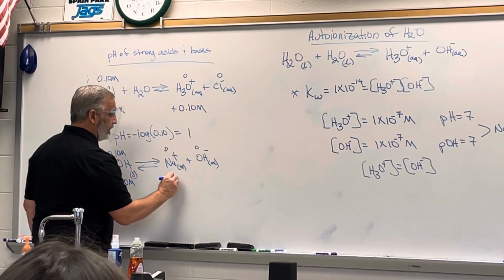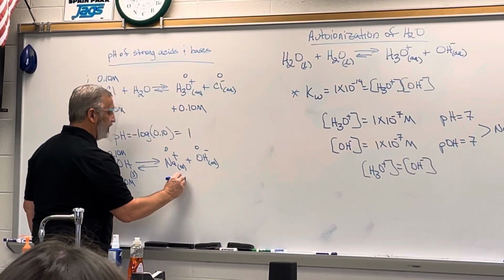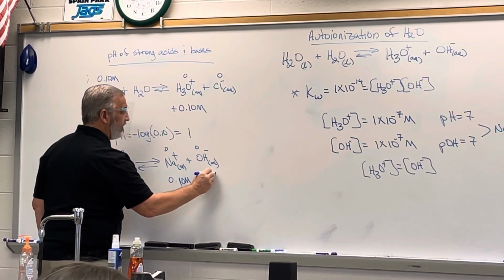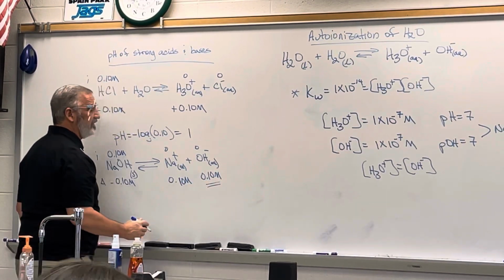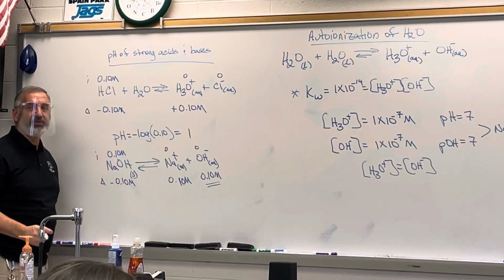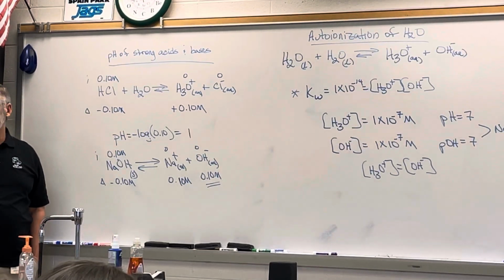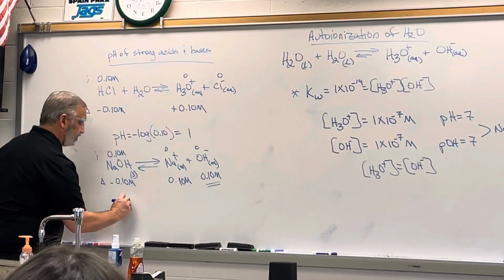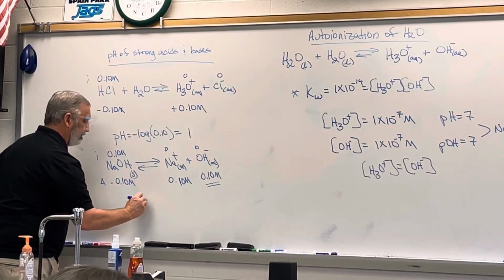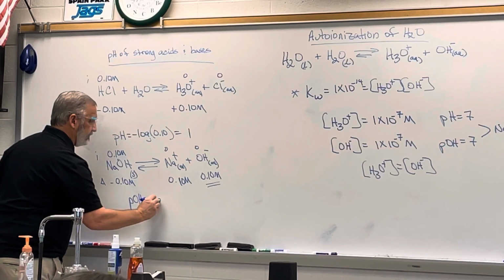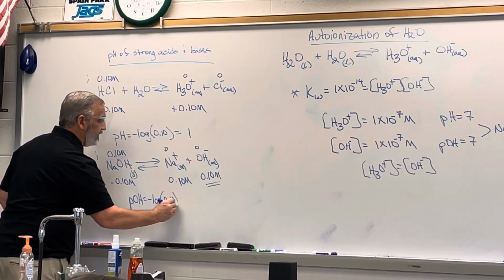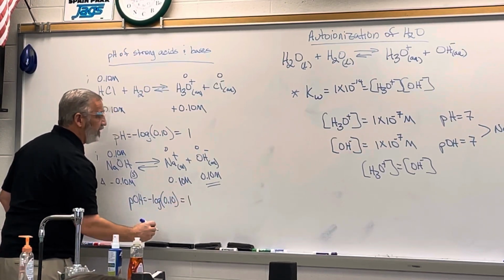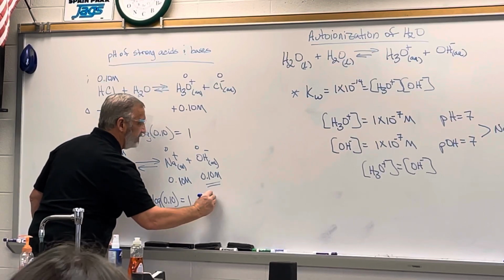So I don't care about the Na+. This is the one I care about. So, can I find pH directly? What do I have to find? pOH. So the pOH is equal to 1, so what's the pH going to equal?